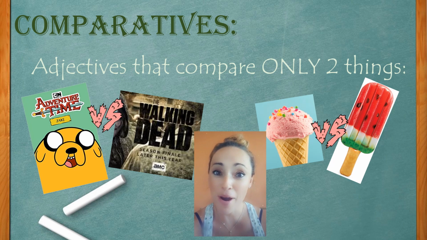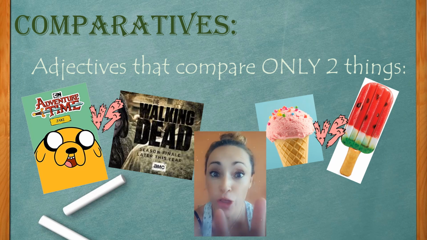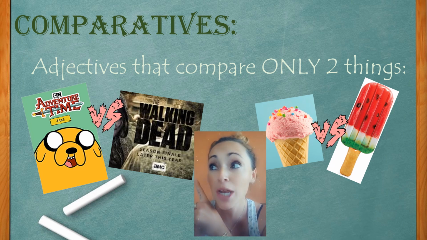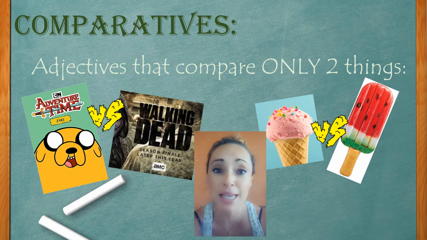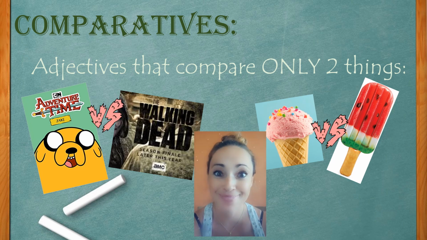Let's start with comparatives. What are comparatives? Comparatives are adjectives that compare only two things. Remember, only two things. This is very important. It's a key point. For example, we can compare watching TV series or cartoons, or we can compare eating an ice cream or a popsicle.